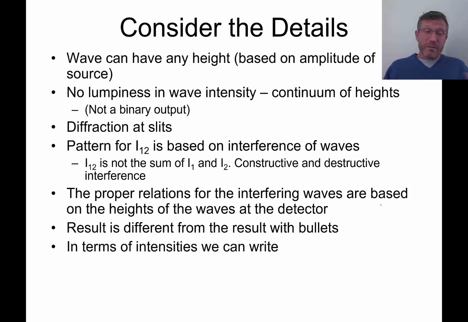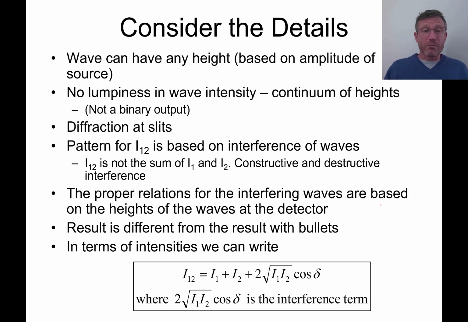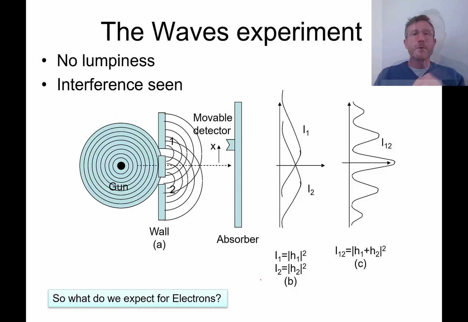And so mathematically, we can also write in terms of intensities. We can describe the intensities mathematically, and we've got this sort of interference term in here that helps us. So we won't worry too much about the math right now. There'll be plenty of math in this course. We're going to go back to some of the aspects. So there's no lumpiness, but an interference is seen.